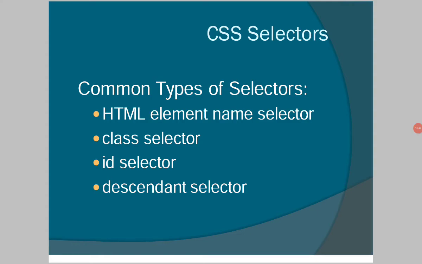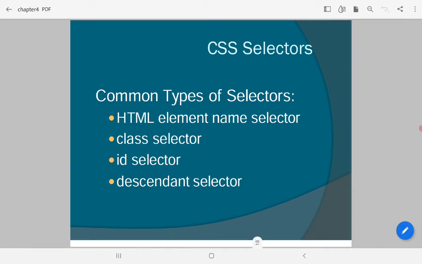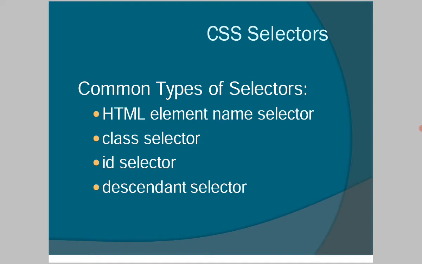So CSS selectors. What are CSS or cascading style sheet selectors? Common types of selectors. In CSS commands, two types of terms are used: selectors and values. Common types of selectors are HTML element name selectors, class selectors, ID selectors, and descendant selectors.